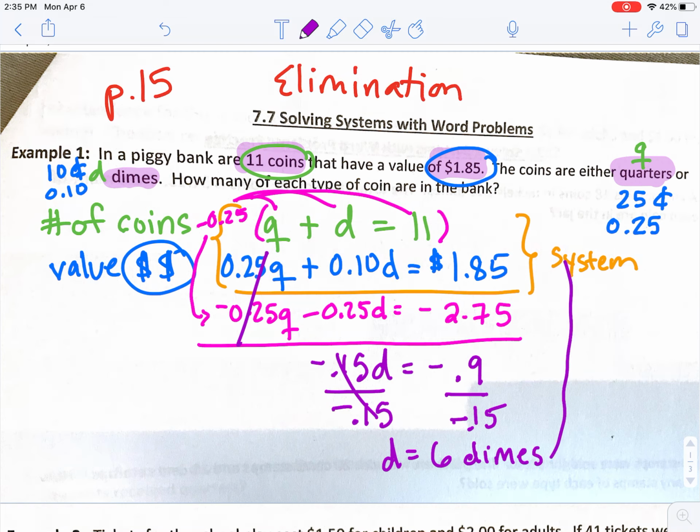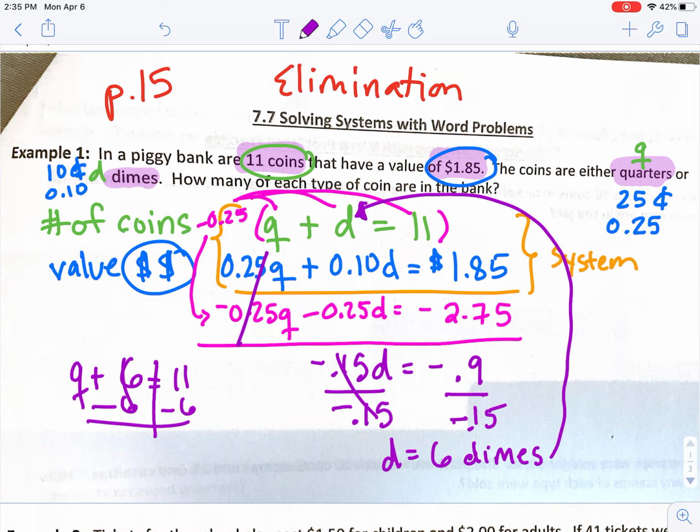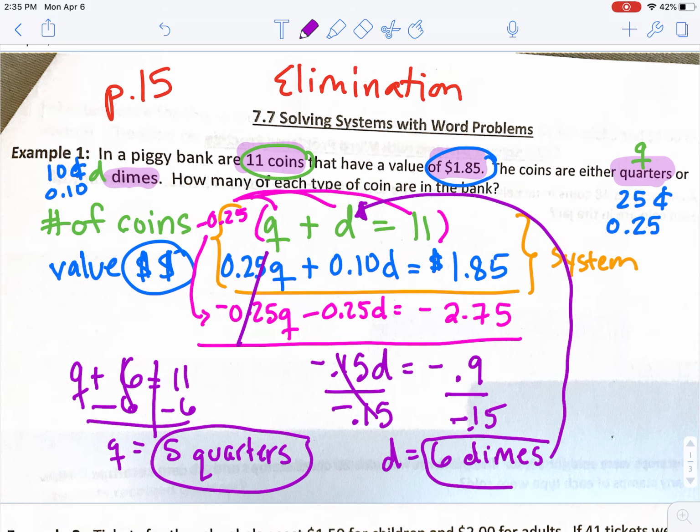So if there's 6 dimes, and I take this and plug it back in here, and rewrite that first equation, I'll have Q plus 6 equals 11, minus 6 minus 6, so Q has to equal 5, and that's the number of quarters. So I have 5 quarters and 6 dimes for this problem. Okay, so that's how you're going to set it up when it's a money problem. First equation, the number of coins. Second equation has their value or the money part of it. Okay, let's try the second one.